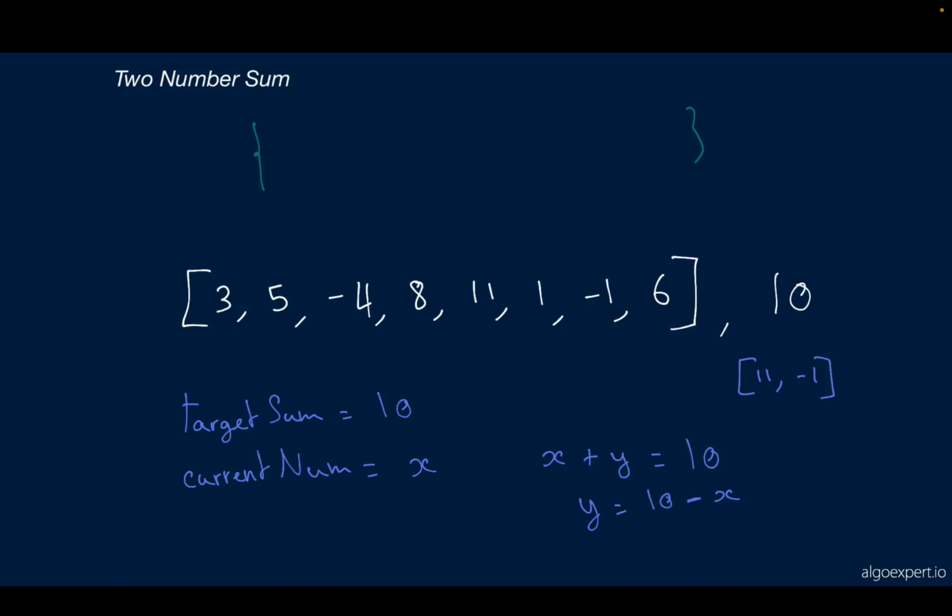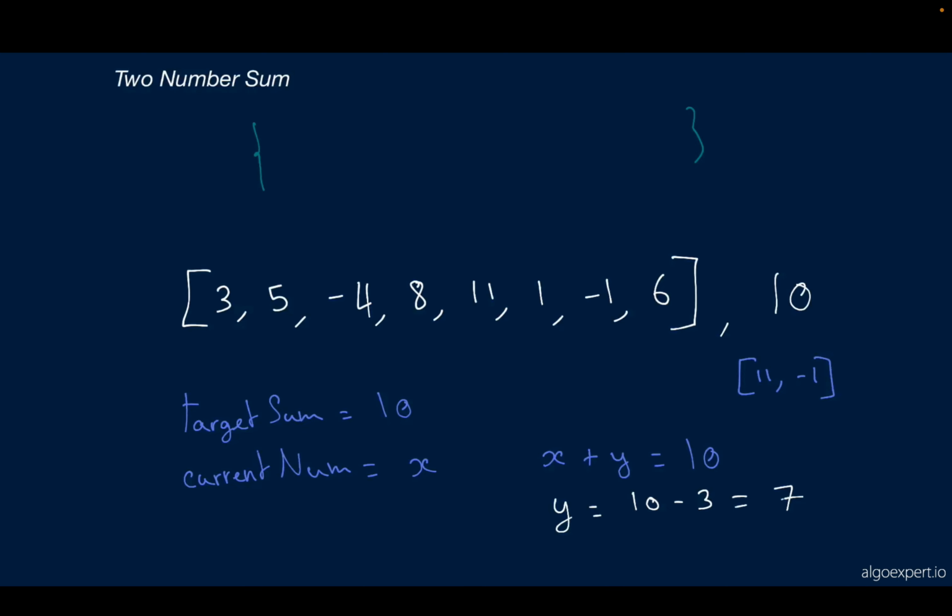So here, let's see how this is going to look. We start at the number 3, and we say, okay, y is going to be equal to 10 minus 3. In other words, y is going to be equal to 7. Is 7 in our hash table? No, it's not. So we haven't found the two-number sum so far.